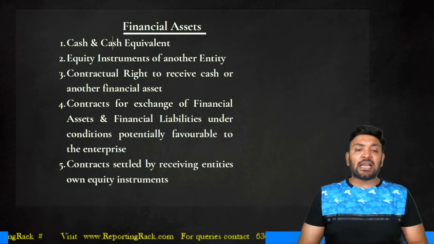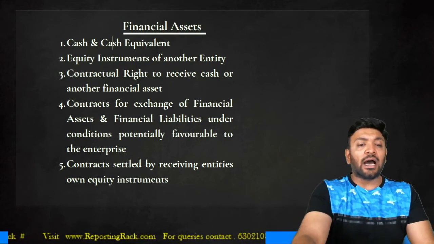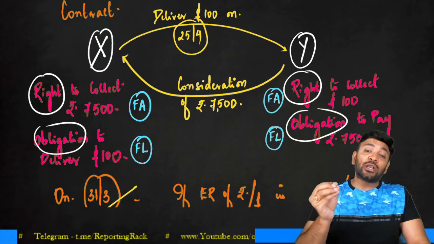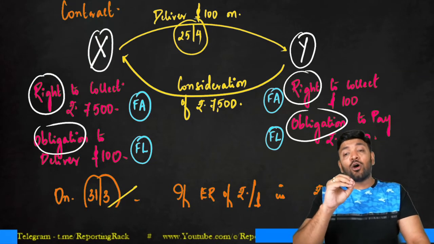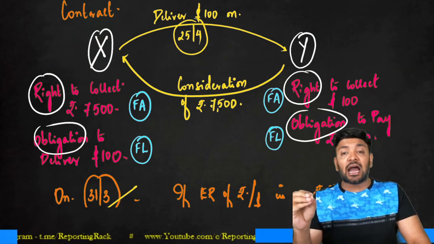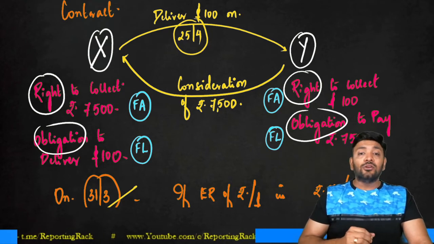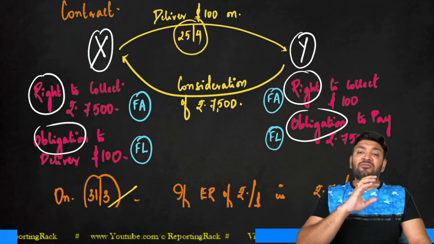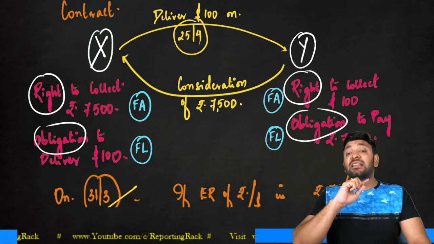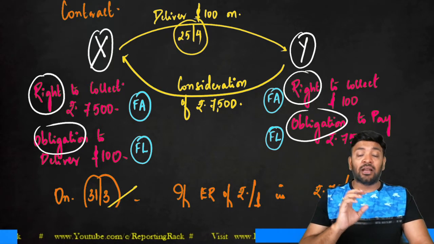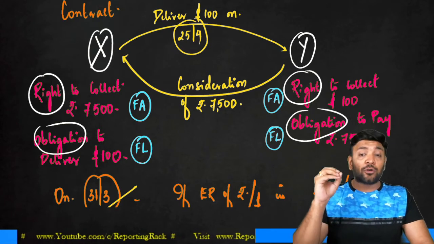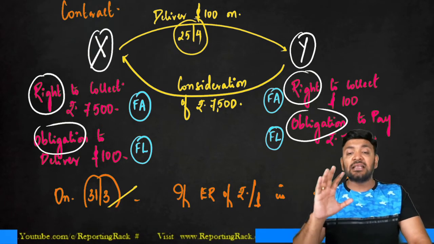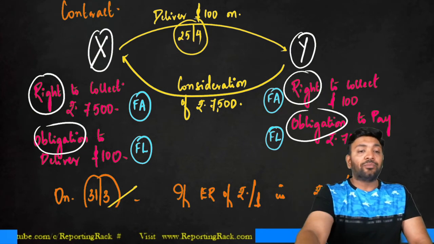Now, what is a financial liability? If you go back to the earlier case which I told you, here I said it could be potentially favorable to X, then automatically it will become potentially unfavorable to Y. So whenever the situation of potentially favorable arises, it is a financial asset. But whenever there's an exchange of financial assets and liabilities under conditions which are potentially unfavorable to the enterprise, then it should be classified as a financial liability. Clear?